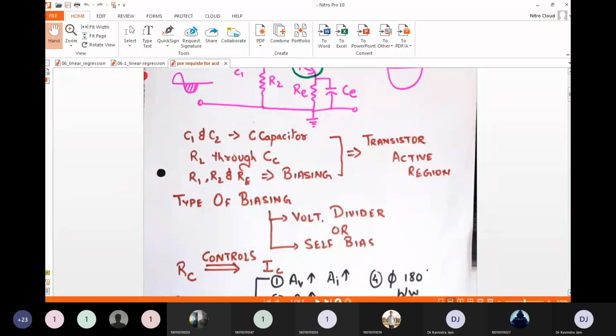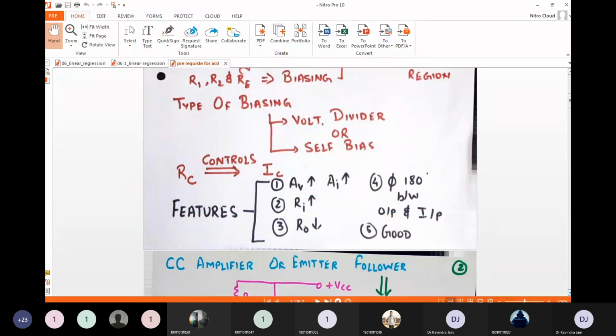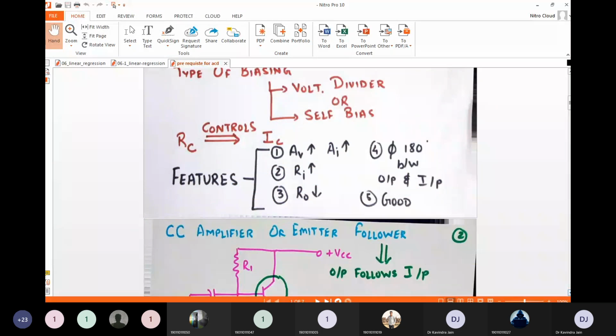In the given circuit, the collector resistor, that is RC, controls the collector current IC, and the features of the same are this. All of you are requested to kindly note down the features so that I can proceed further. Once you note it down, please let me know yes or no by unmuting yourself.